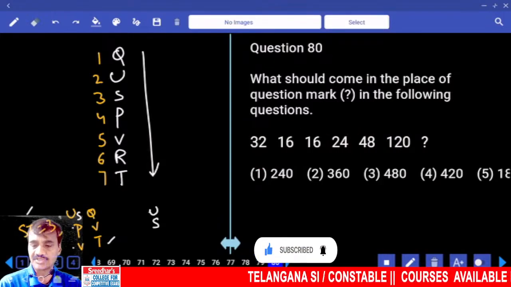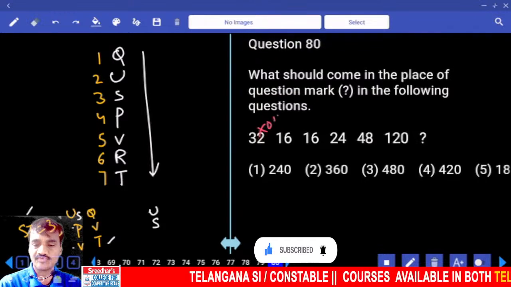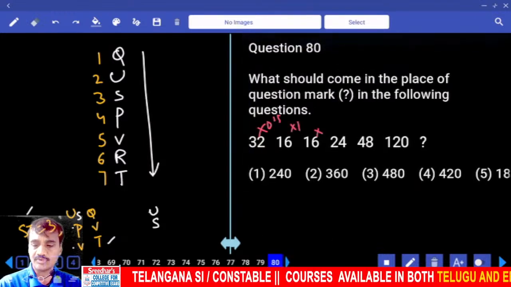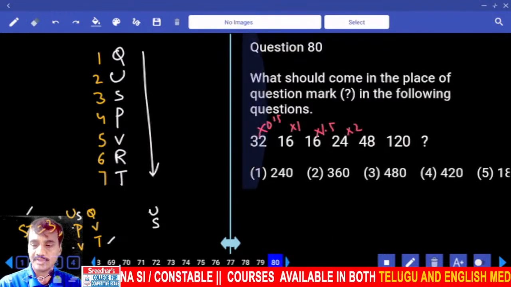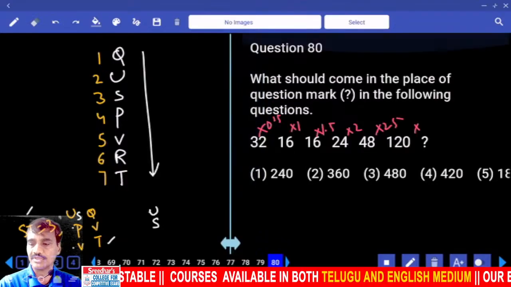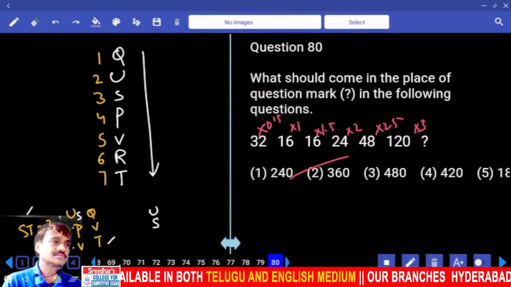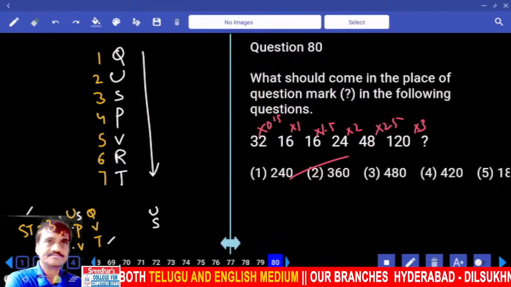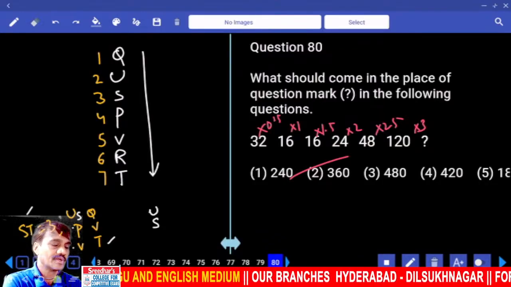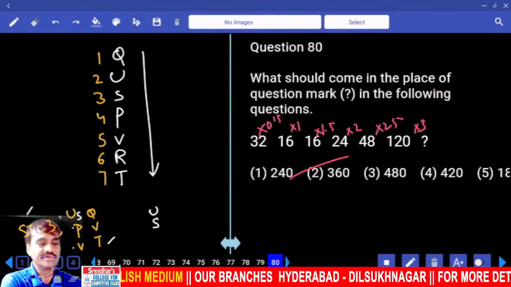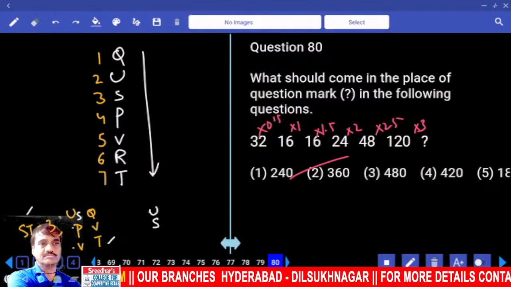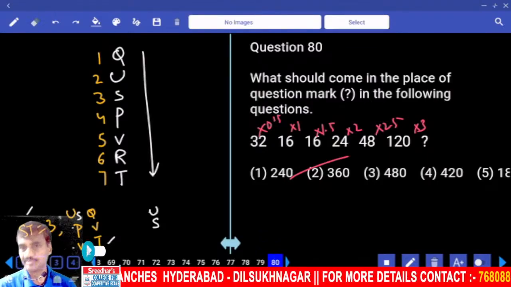Now in this 80, 32 and 16, into 0.5. Now into 1, into 1.5, into 2, into 2.5, into 3. 120 into 3, 360, choice 2. Question number 80. Done? Now this is about paper number 18, RRB Clerk Prelim. Any doubts in this paper?